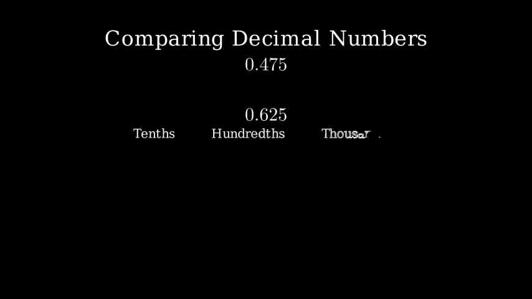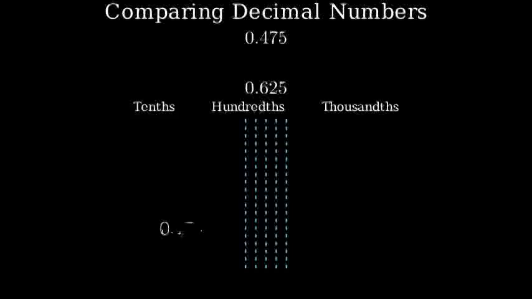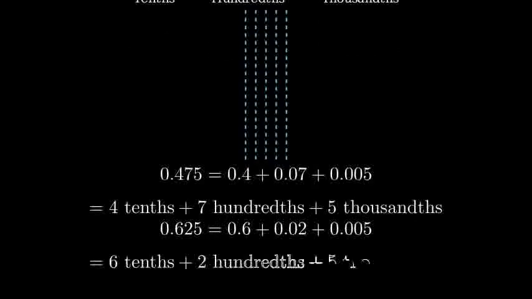Each digit after the decimal point represents a specific place value. The first position is tenths, the second is hundredths, and the third is thousandths. Let's break down 0.475. It can be written as 0.4 plus 0.07 plus 0.005. Similarly, let's break down 0.625. It can be written as 0.6 plus 0.02 plus 0.005.